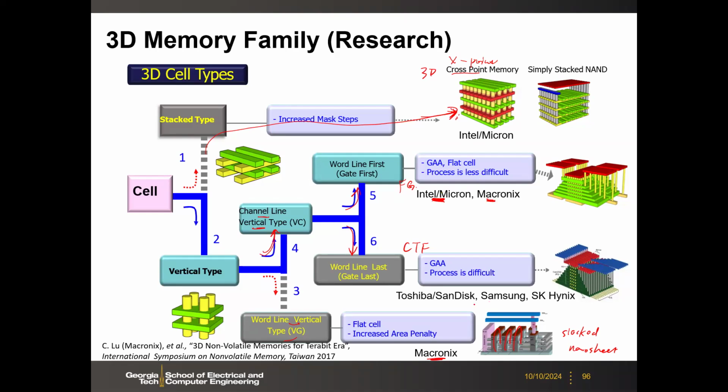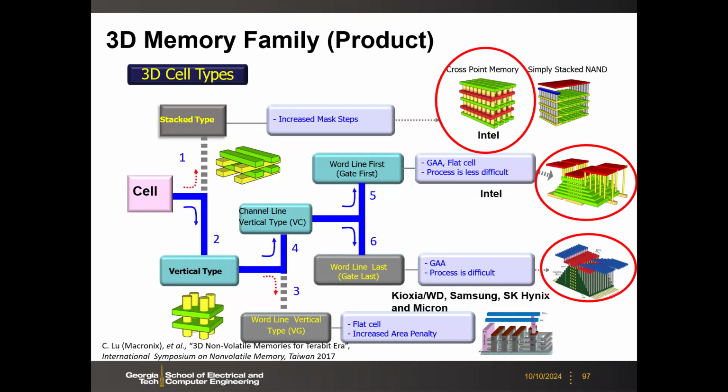But then the other companies are doing this gate last, including Toshiba. And Toshiba, you know, used to be with SanDisk. Like today, Kioxia is with Western Digital. Toshiba and SanDisk are predecessors of Kioxia and Western Digital. And then Samsung and SK Hynix, okay, they are on this CTF track, gate last. So this is at the research stage, but eventually what becomes the final product, okay?